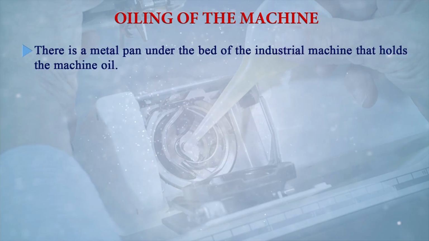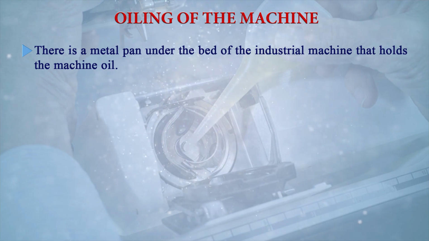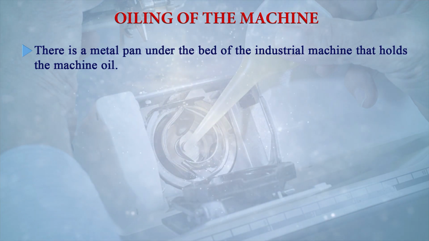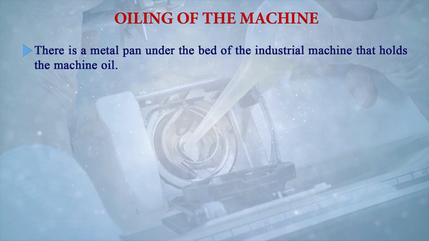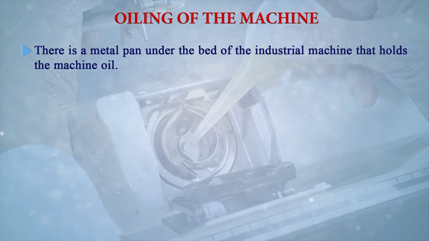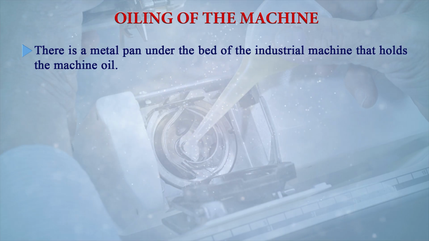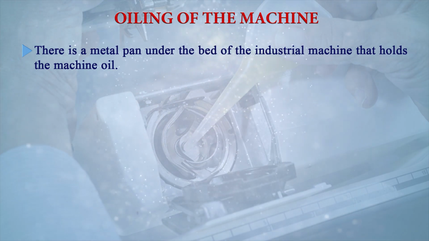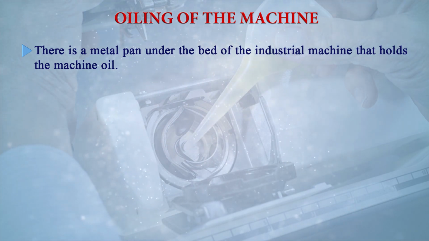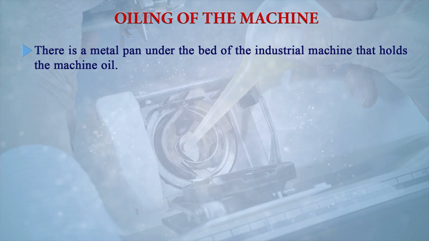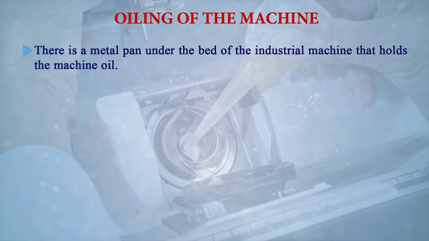Then last is the oiling of the machine. So how do we do the oiling of the machine? There are several metal pans under the bed of the industrial machine to hold the machine oil. Because if we are using a sewing machine, at a particular interval of time we have to oil our machine so that it works very smoothly.